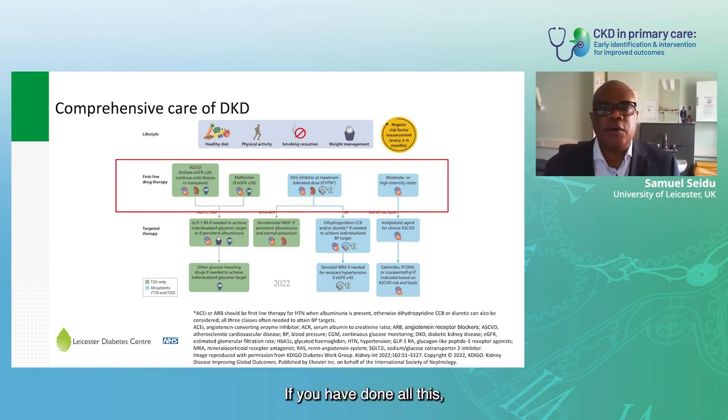If you have done all this, you now have to focus on whether this patient needs optimizing of their glycemic control, in which case a GLP-1 receptor agonist can be added.